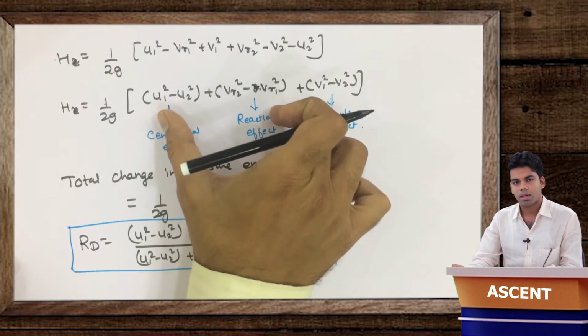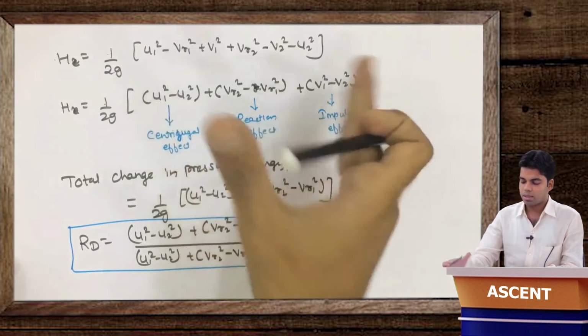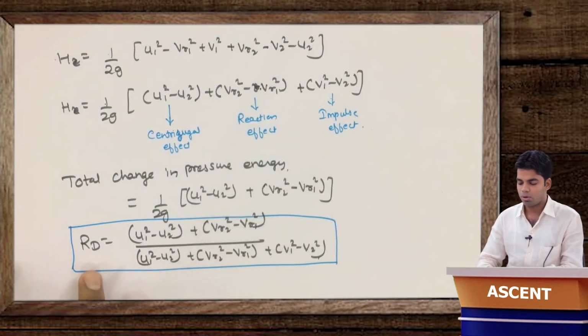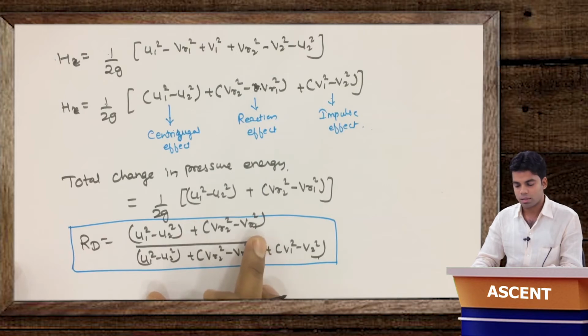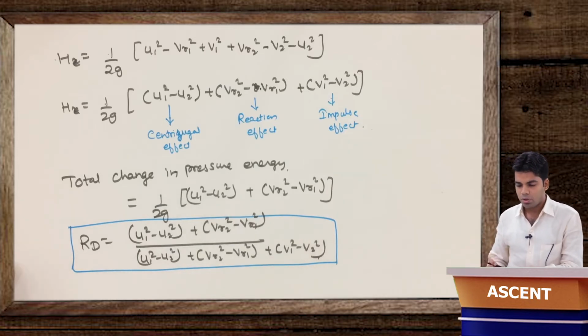The rest of the two terms are accounting for the pressure energy change. So once you understand and remember this, you can directly learn the formula of the degree of reaction, which is the change in pressure energy inside the runner divided by the total change in energy inside the runner. So this is nothing but the degree of reaction. Getting this or not? Okay.